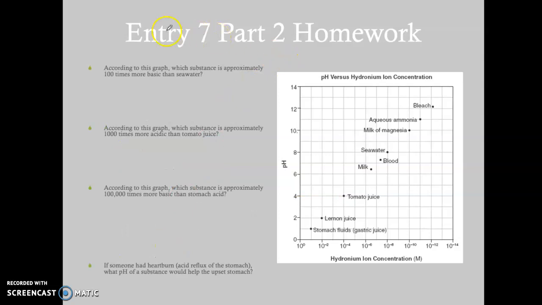According to this graph, which is 100 times more basic than seawater, so more basic is moving this way. So seawater's here, 100 times means pH of 1, pH of 2 change. That would be milk of magnesia. I'll just put M of M. Okay, once you try to answer those.